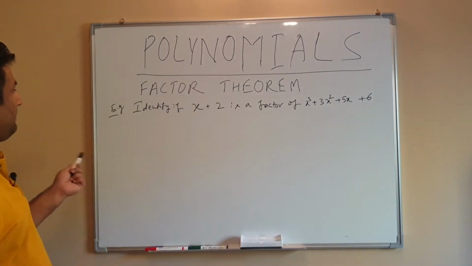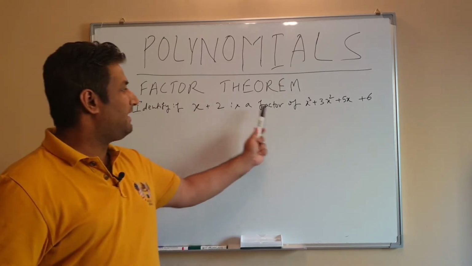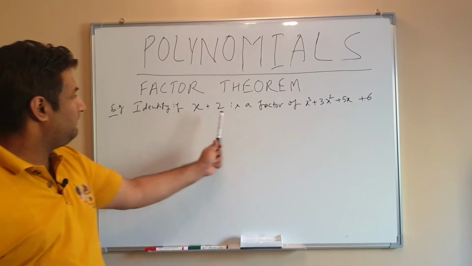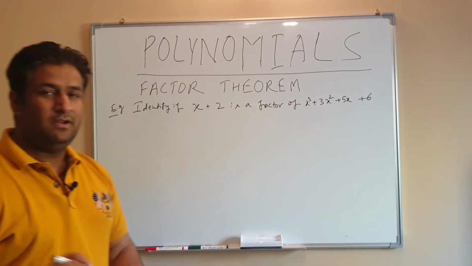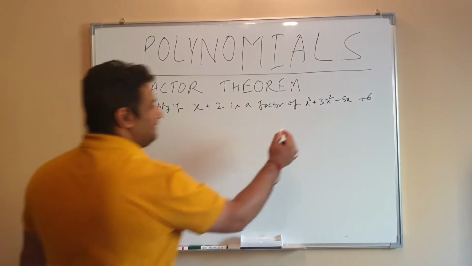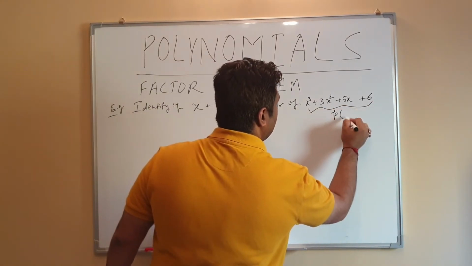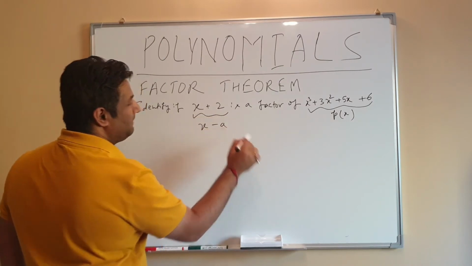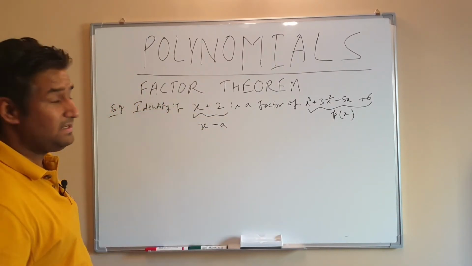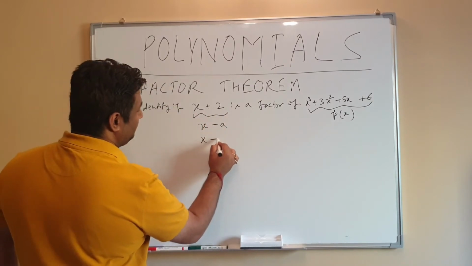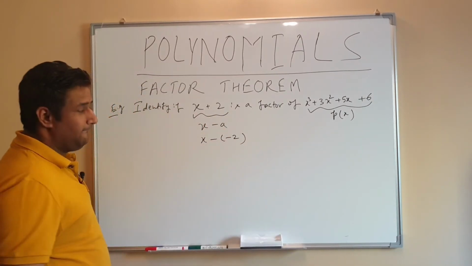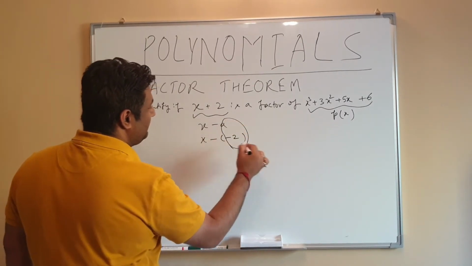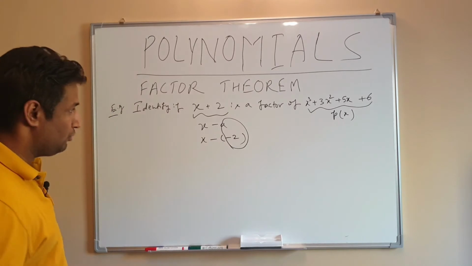Okay guys, so the example we have is: identify if x plus 2 is a factor of x cube plus 3x square plus 5x plus 6. So basically we have to identify if this term is a factor of this or not, right? This is our p(x) and this is basically your x minus a, so you have to convert this into x minus a. x plus 2 can be written as x minus negative 2, correct? Because negative negative is positive, so we get the same term. Now if you compare, your a is negative 2.